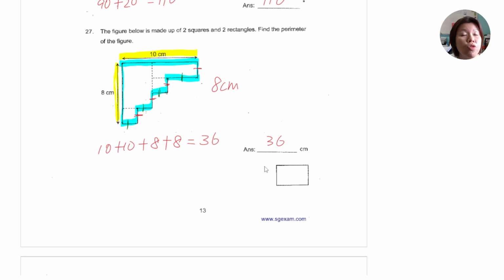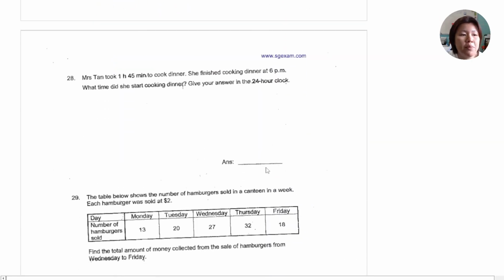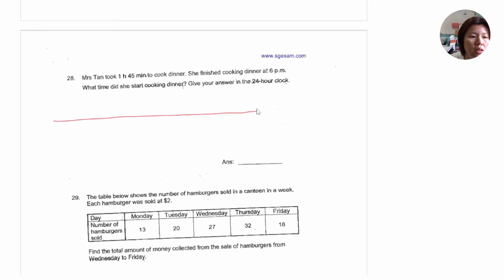Okay, let's move on. Time question. Mrs. Tan took 1 hour 45 minutes to cook dinner. So she finished cooking at 6 p.m. So what time did she cook? So since it's time, we need a timeline. And they give us finished cooking, so it's 6 p.m. And it cooked 1 hour 45 minutes.